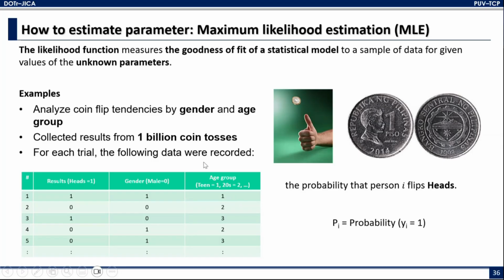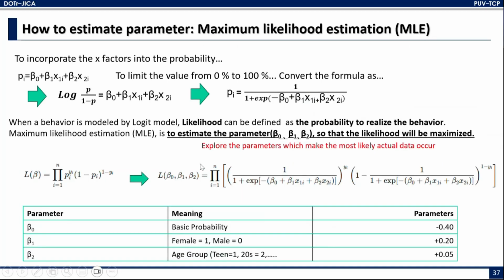Then from these results, for example, the model incorporates the impact of the X factors into the probability. The probability of heads can be formulated in this formula: Pi equals beta 0 plus beta 1 multiplied by x1 plus beta 2 multiplied by x2. And to limit the probability from 0% to 100%, this formula can be converted like this.